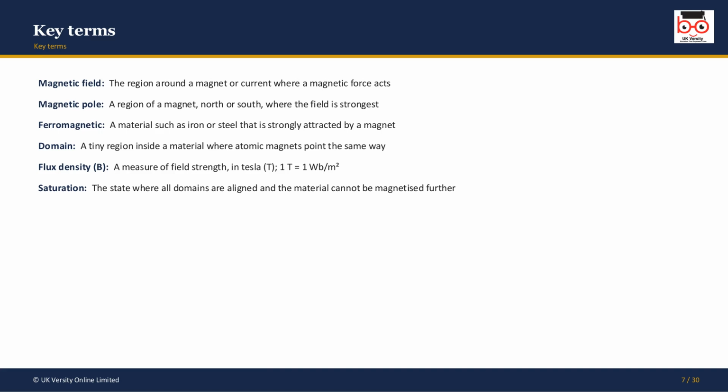Let's fix some terms. A magnetic field is the region around a magnet or current where a magnetic force acts. A magnetic pole is a region, north or south, where the field is strongest. Ferromagnetic describes a material like iron or steel that's strongly attracted by a magnet. A domain is a tiny region inside the material where the atomic magnets all point the same way. Flux density, B, measures the field strength in Tesla, where 1 Tesla is 1 Weber per square meter. And saturation is the state where every domain is aligned and the material can't be magnetized any further.